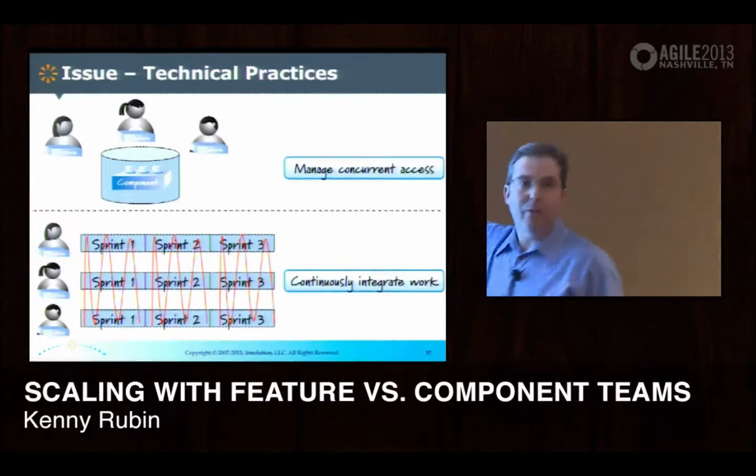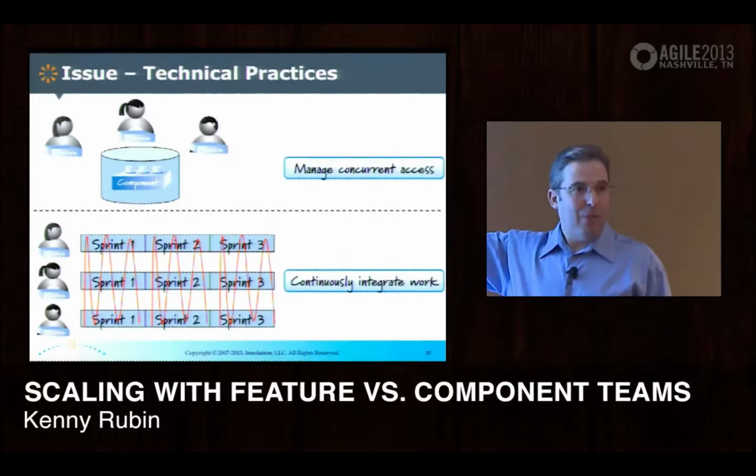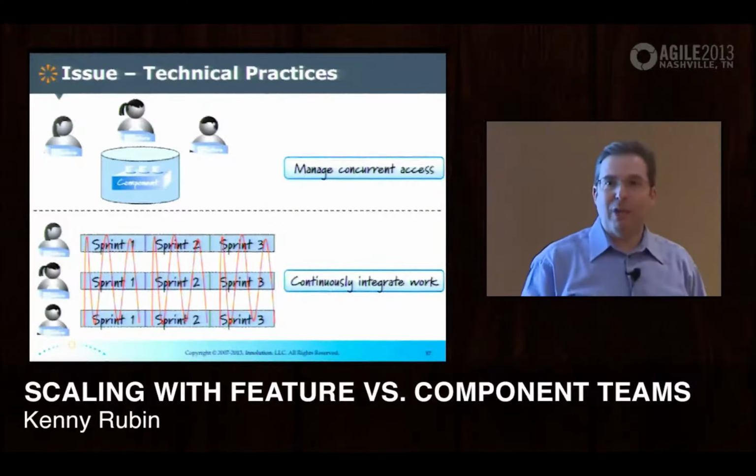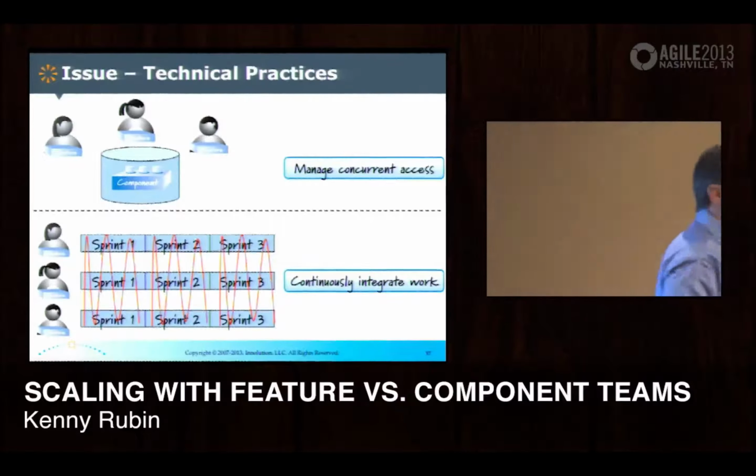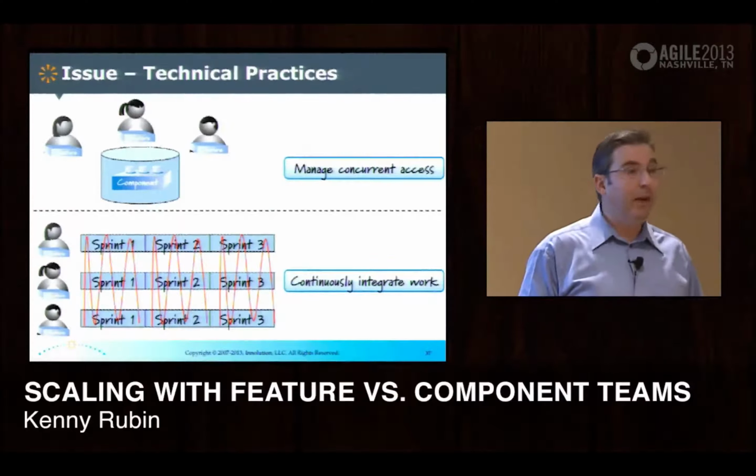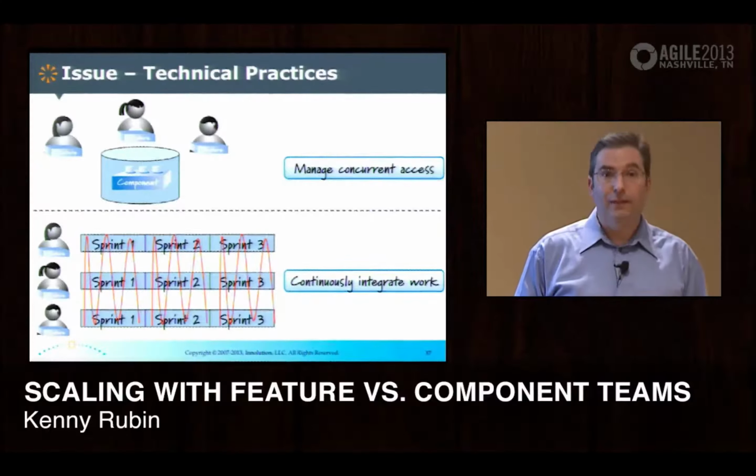Well, you got the first thing. Well, how will I manage concurrent access when I have 10 different teams simultaneously hitting on the same code base? Meaning, if you're going to go to a feature team model, it does imply a certain proficiency at the technical practices level to make it work.